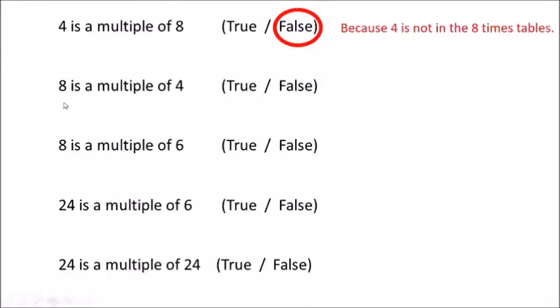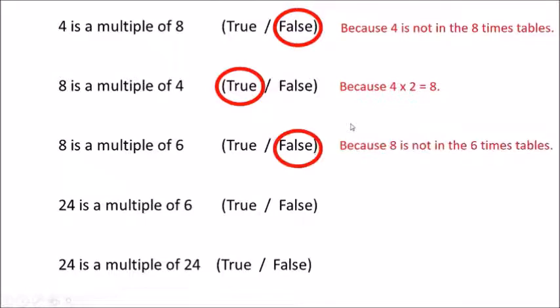Next question, 8 is a multiple of 4. Is that true? I'm going to say yes, it is true, because 8 is in the 4 times tables. 4 times 2 gives me 8. Next one, 8 is a multiple of 6. So this is not true, because 8 is not in the 6 times tables. Next question, 24 is a multiple of 6. That's true. I know that because 24 is in the 6 times tables.